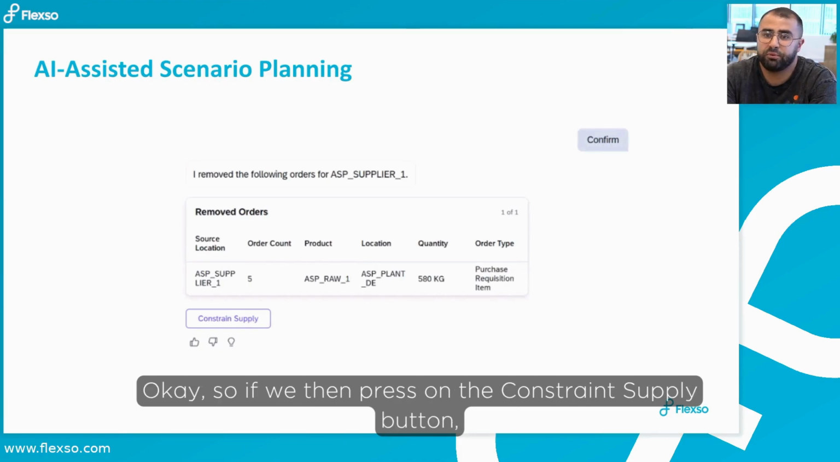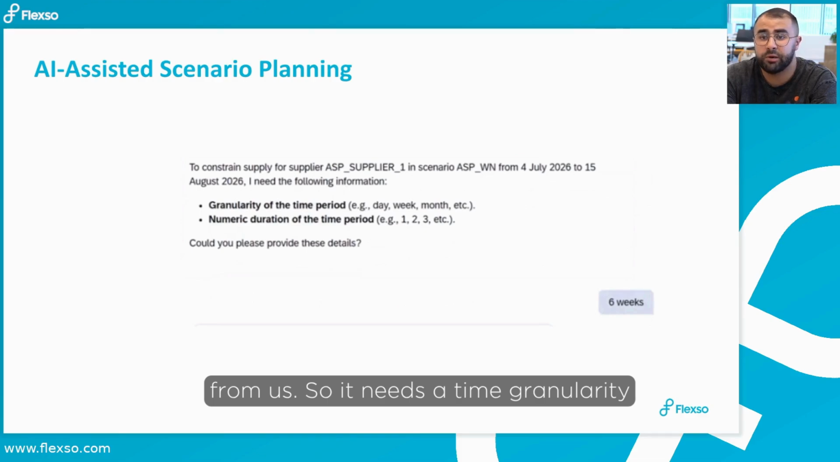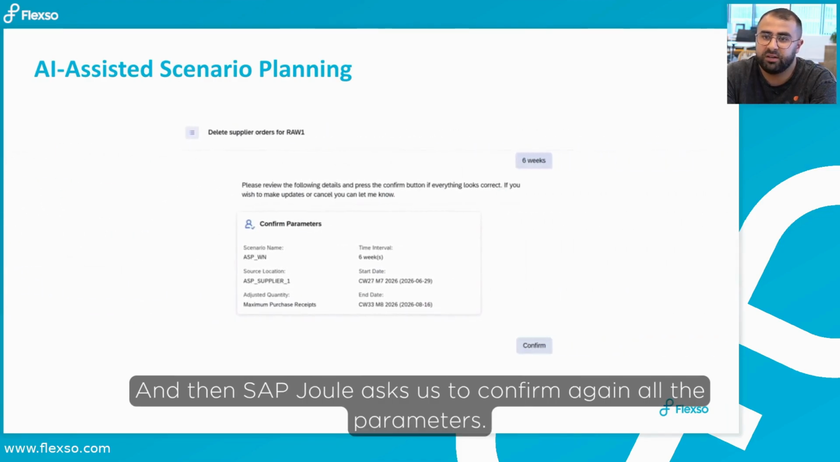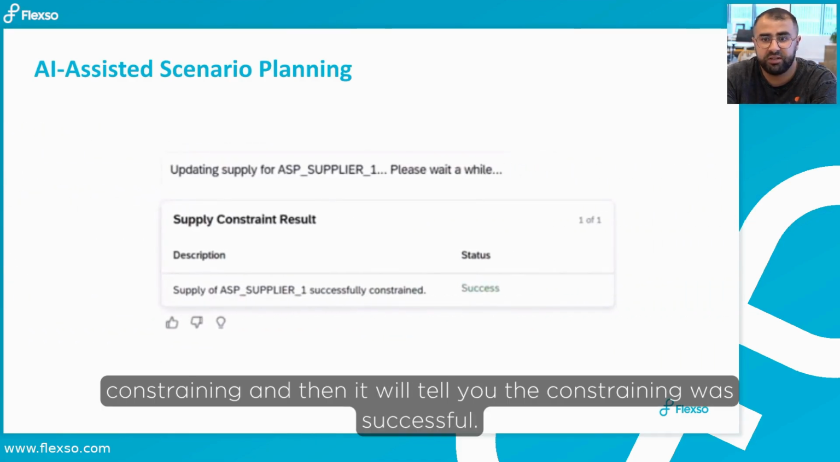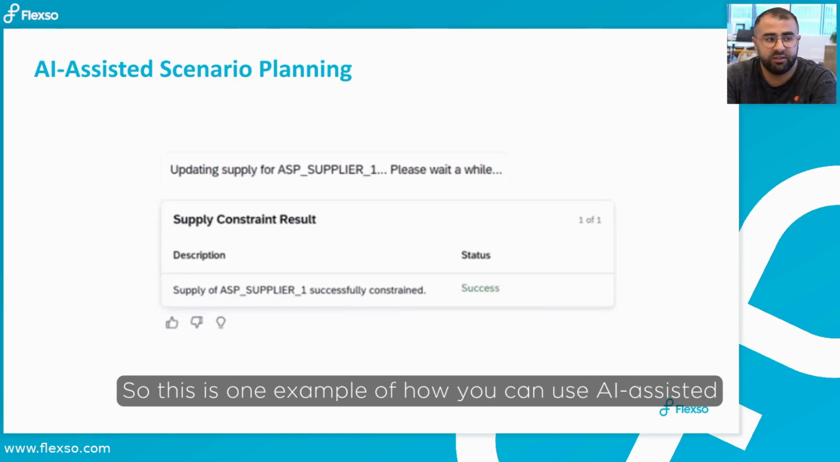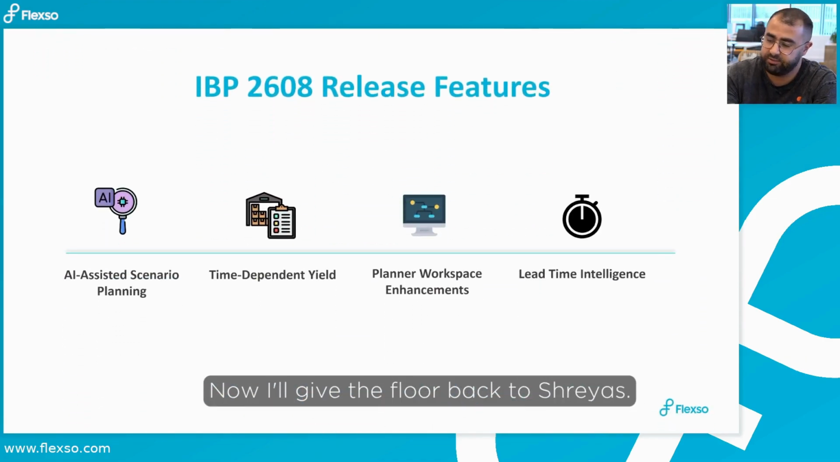Okay, so if we then press on the constrained supply button, SAP Joule tells us it needs a bit more information from us. So it needs a time granularity and the numeric duration of the time period. And so we answer it with 6 weeks. And then SAP Joule asks us to confirm again all the parameters. And then if you confirm, it will start performing the constraining, and then it will tell you the constraining was successful. So this is one example of how you can use AI-assisted scenario planning. Now I'll give the floor back to Shreyas.